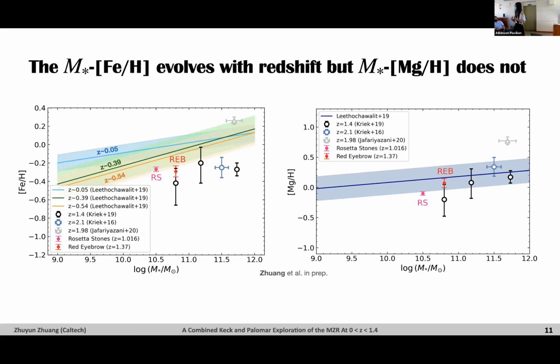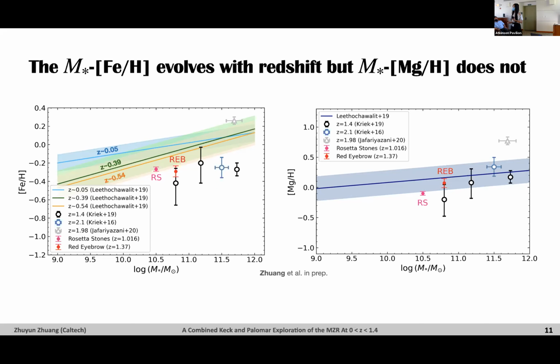The difference in the redshift evolution for these two elements can be explained by stellar nucleosynthesis. Magnesium is usually produced in Type II supernovae of massive stars, and these massive stars have very short lifetimes. So we can say magnesium is an instantaneously recycled element. But for iron, it is a completely different story.